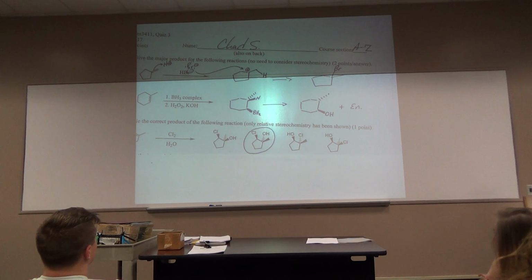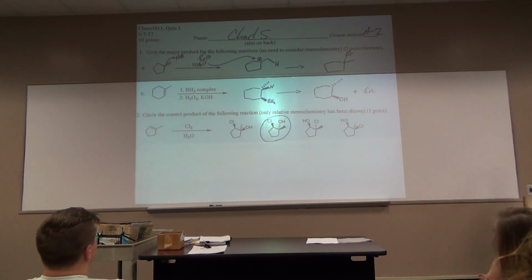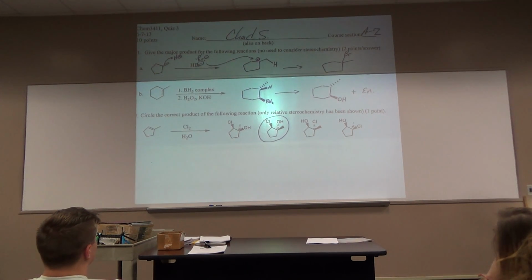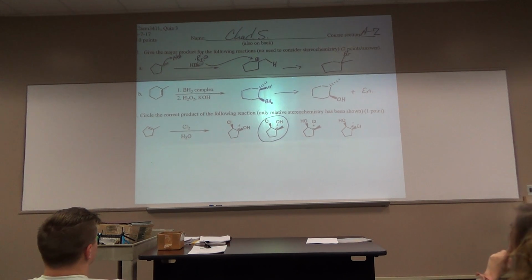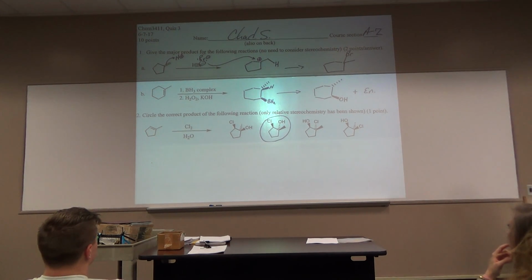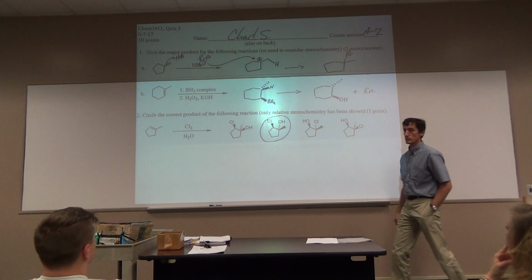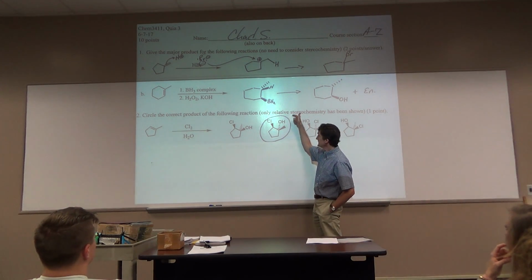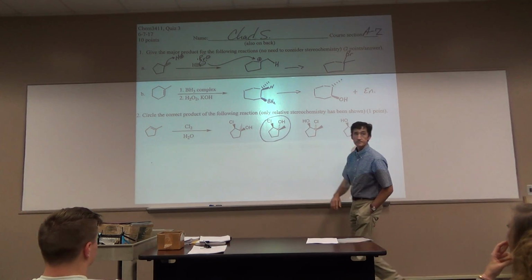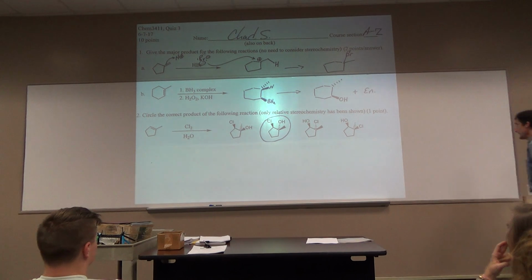I believe it's the second one, yeah? The OH is going to be on the more substituted carbon because that's where the carbocation would have been if it had formed. It's also the carbon that takes on more partial positive in the water, which attacks the chloronium ion. Yeah? All that mechanistic thinking.